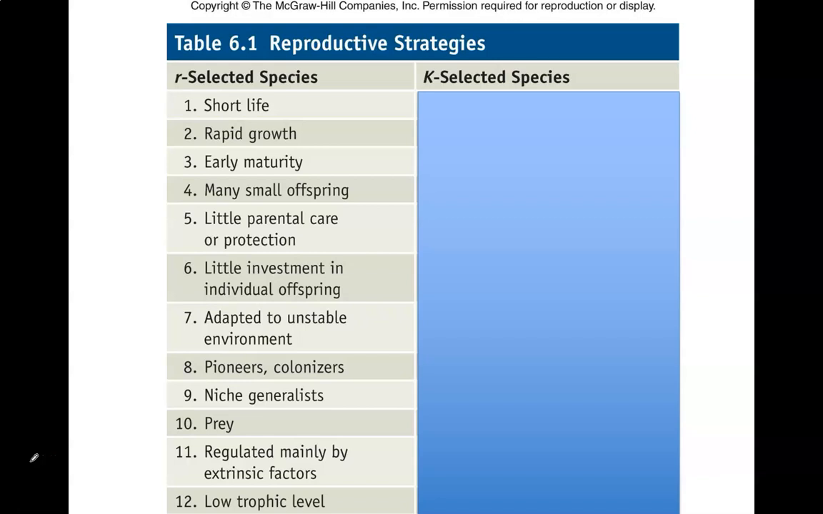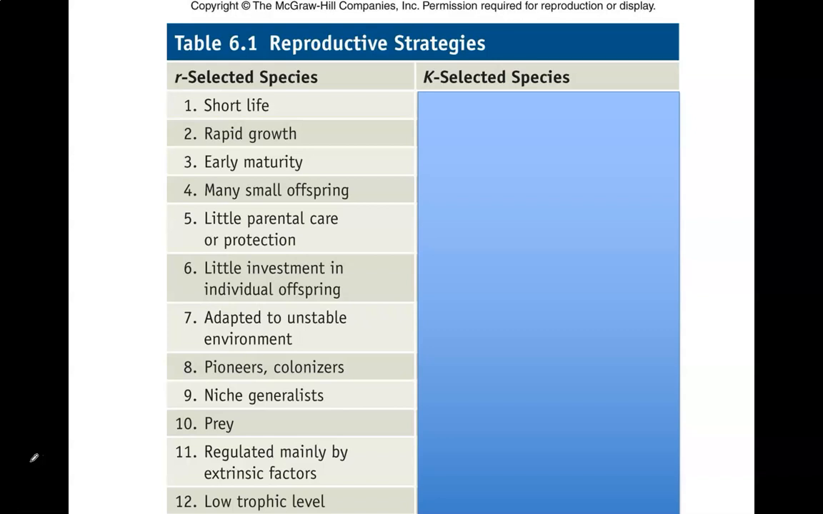Okay, so we're going to pick back up with population biology, now talking about reproductive strategies. This is related to how quickly basically organisms can reproduce. And we can generally group organisms into one of these two reproductive strategies.